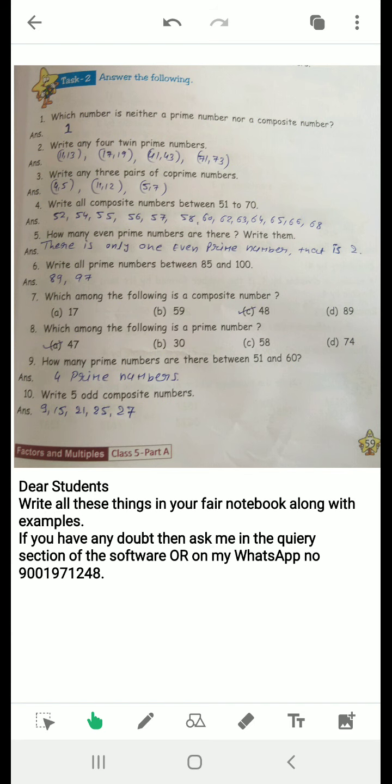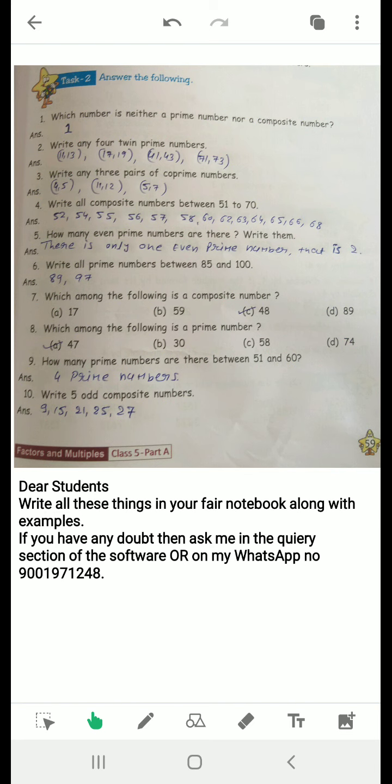How many even prime numbers are there? That is very important: there is only one even prime number, and that even prime number is 2. Even prime means there is only one number that is both even and prime. That is 2, because all the rest of the even numbers are divisible by 2, so they cannot be prime. So there is only one even prime number.